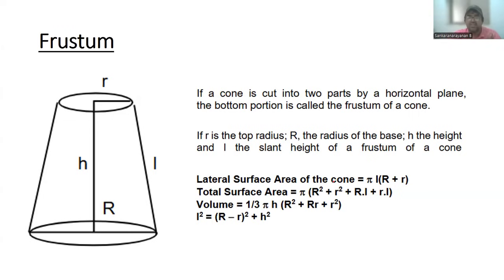Lateral surface area, you see, the formula is pi L into R plus r. This area is the lateral surface area. Total surface area is what? To this lateral surface area, I have to add this pi R square and also this pi r square. That is the total surface area. And then the formula to find the volume. See, a bucket has a capacity of say 45 liters. The top radius and the bottom radius are given, that is the capital R and the small r. They can ask you what is the height of that bucket.